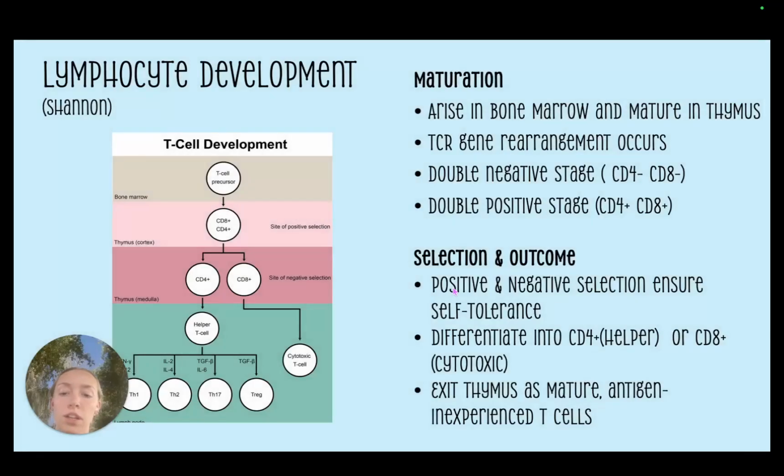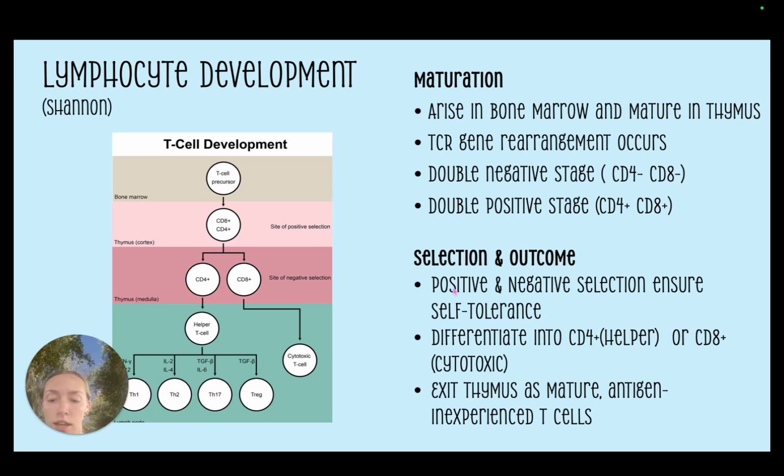For this slide, I'm going to explain T cell development, which is the key part of lymphocyte development. T cells start in the bone marrow, but they migrate to the thymus to fully mature. The thymus provides the environment needed for proper development and selection. One of the most important steps during maturation is T cell receptor or TCR gene rearrangement. This process creates a unique receptor on each T cell, allowing the immune system to recognize a wide variety of antigens.